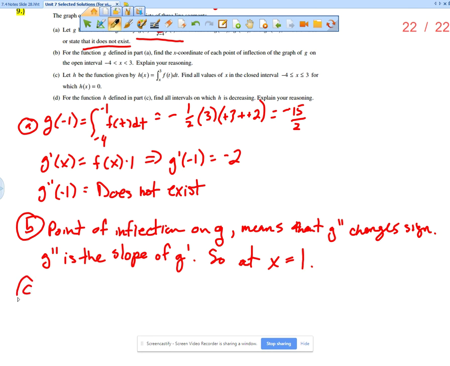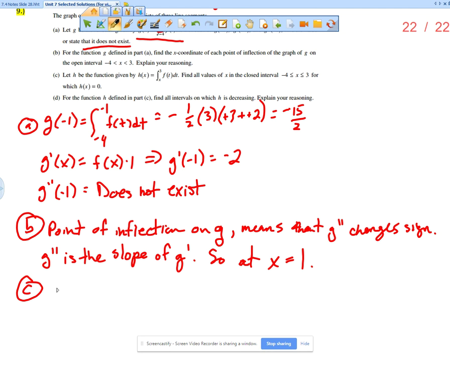Part C. Let h be the function given by h of x equals the definite integral from x to 3 of f of t dt. Find all values of x in the closed interval -4 to 3 for which h of x equals 0.